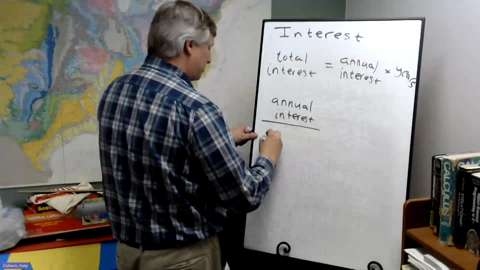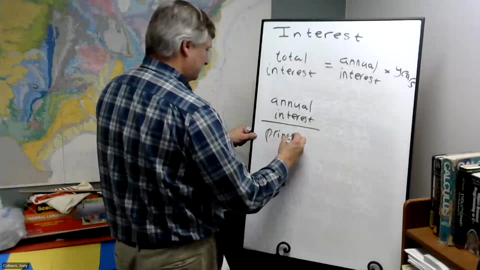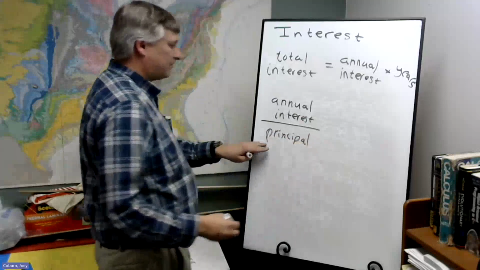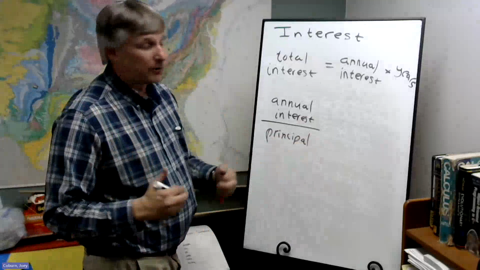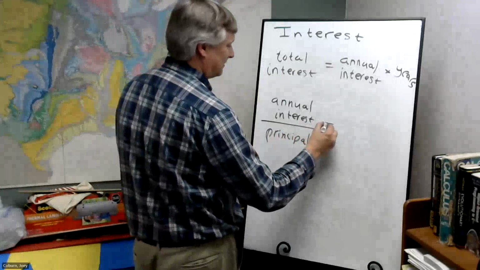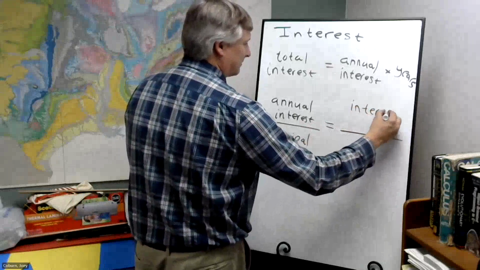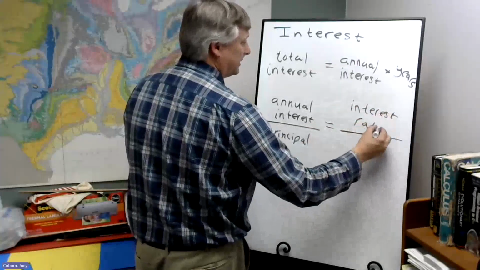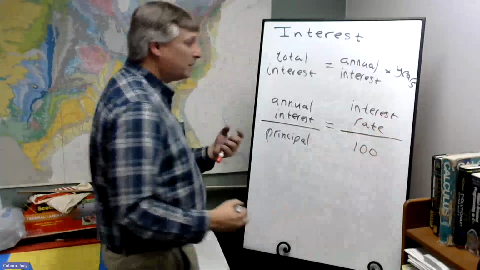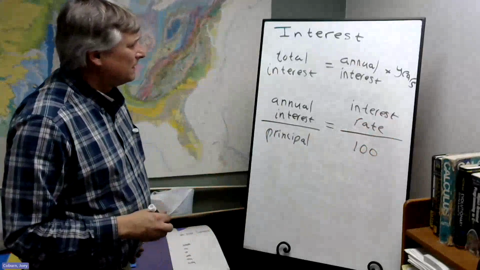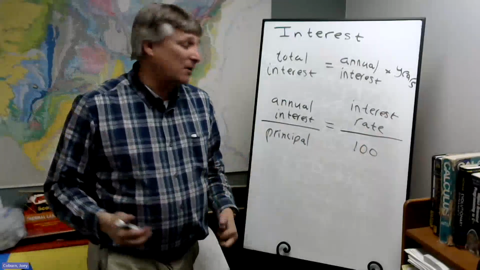Now, there's something called the principal. The principal is the amount that you've actually borrowed. Then we have the interest rate. And again, this is an annual rate. And once again, our familiar 100. So suppose you have the following.